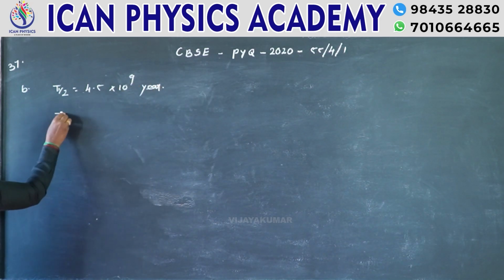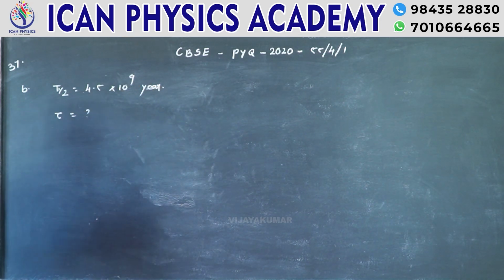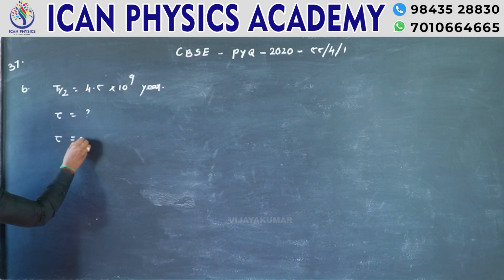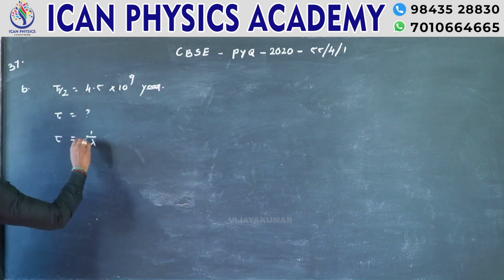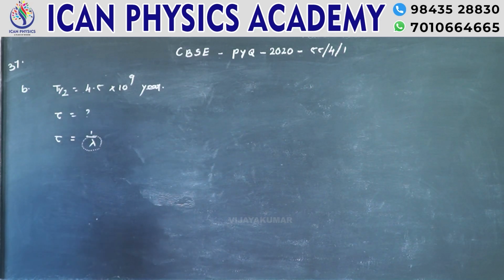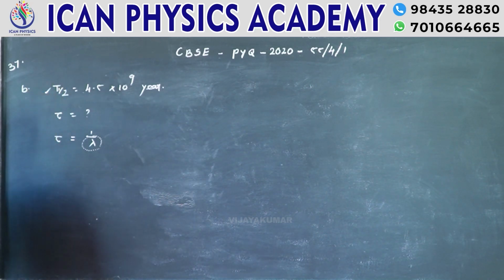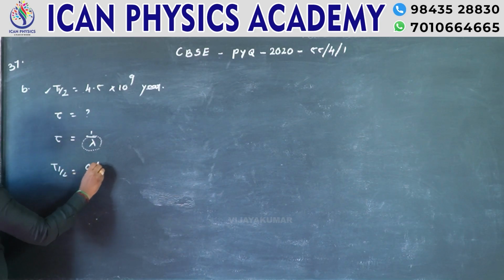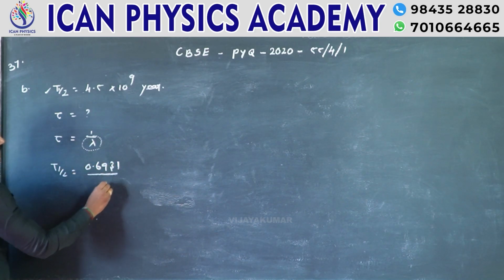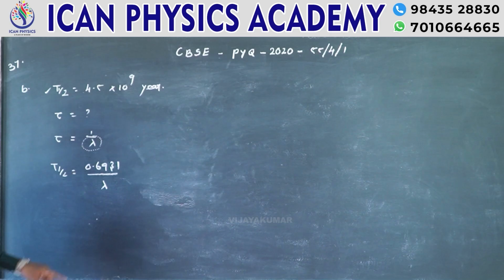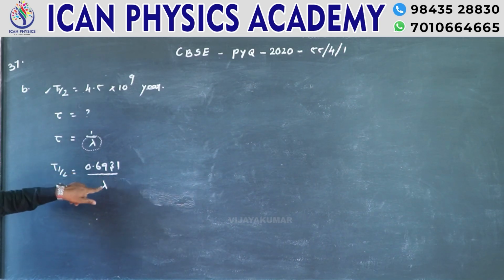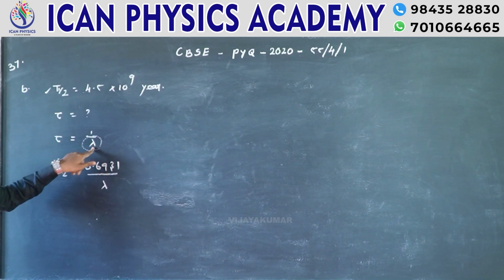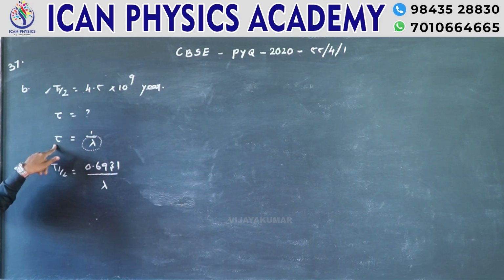Then what is the mean life? So what is the formula to calculate the mean life? That is 1 by lambda. But we don't know the value of the disintegration constant. But we know the value of T half. So what is the formula for T half? T half equals 0.6931 divided by lambda. But here also we don't know the value of lambda. Otherwise, by calculating the value of lambda and then substituting, we can calculate the value of mean life.